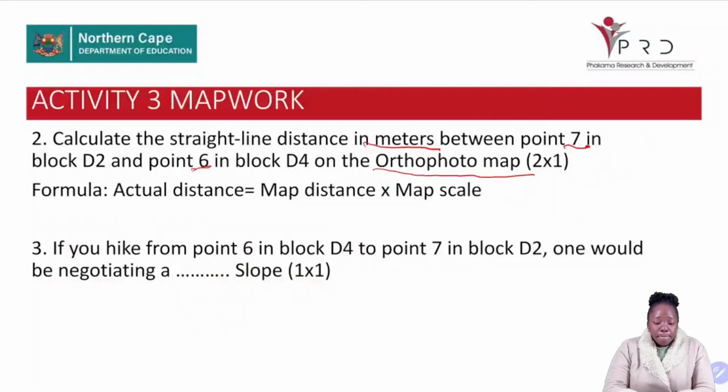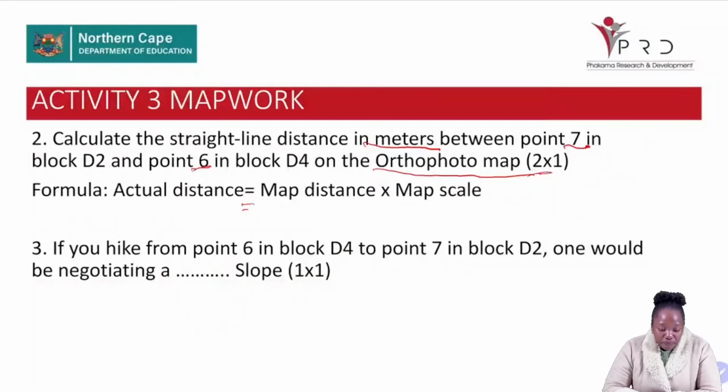It says the distance is supposed to be in meters, and you are using an orthophoto map. So the formula you are given is: actual distance is equal to map distance times scale. You are given 2 marks because you're supposed to do only 2 things there: do the measurement and then do the rest of the calculation.